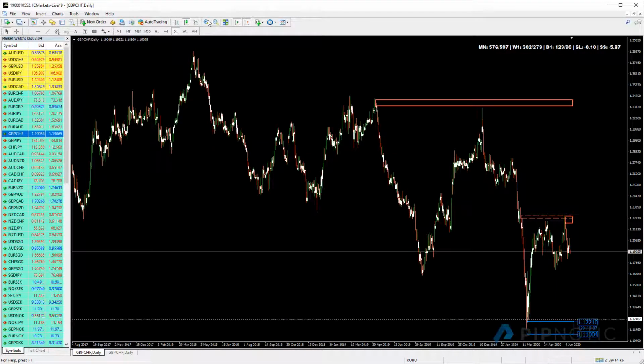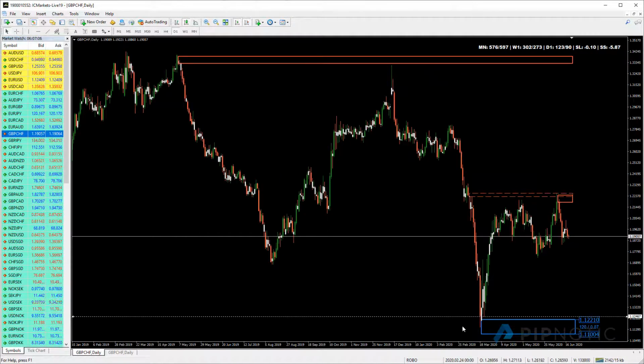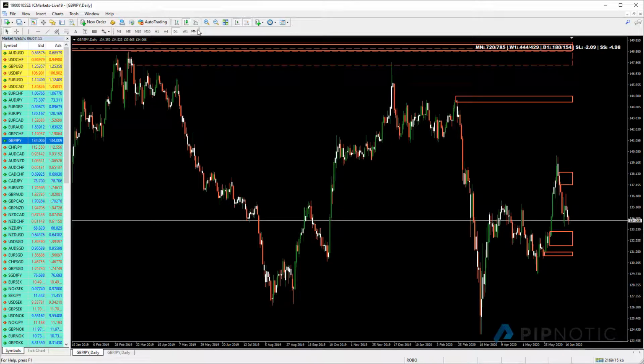Let's clear all these off. Okay, let's have a look at the pound Japanese yen on the monthly.